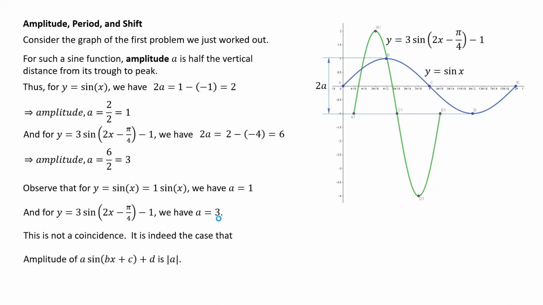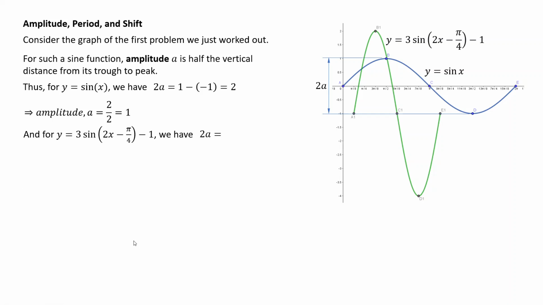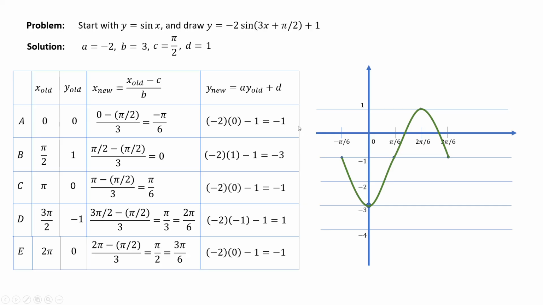It is indeed the case that the amplitude of a sine of bx plus c plus d is the absolute value of a. Why do we have to do the absolute value of a? Because it's entirely possible that we have a negative. Maybe I should go back to the previous one. Yeah, let's look at this one.